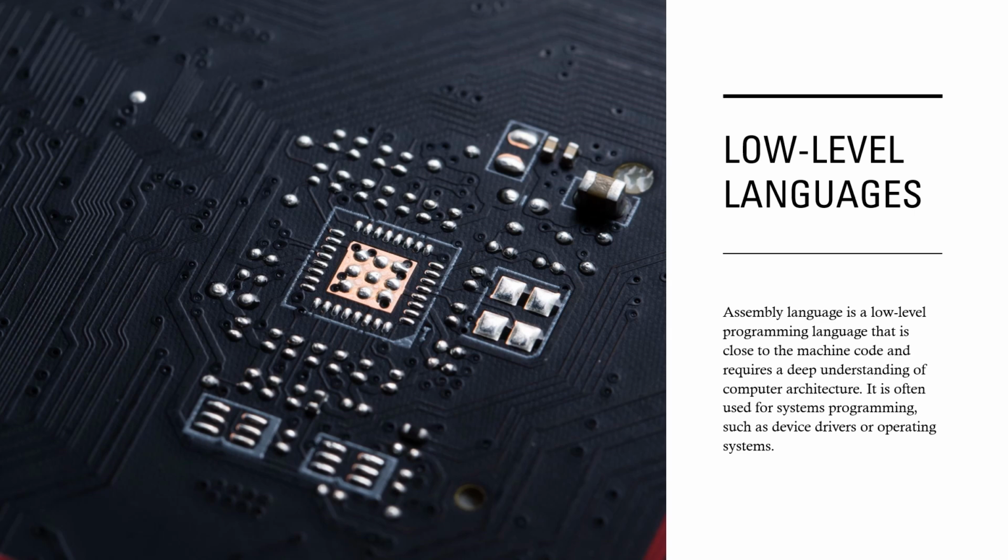Low-level languages. Assembly language is a low-level programming language that is close to the machine code and requires a deep understanding of computer architecture. It is often used for systems programming, such as device drivers or operating systems.